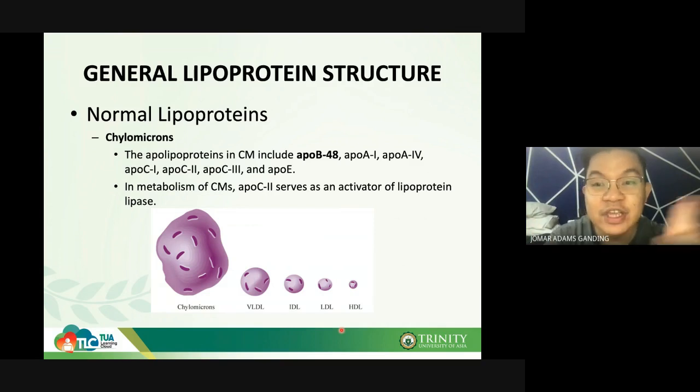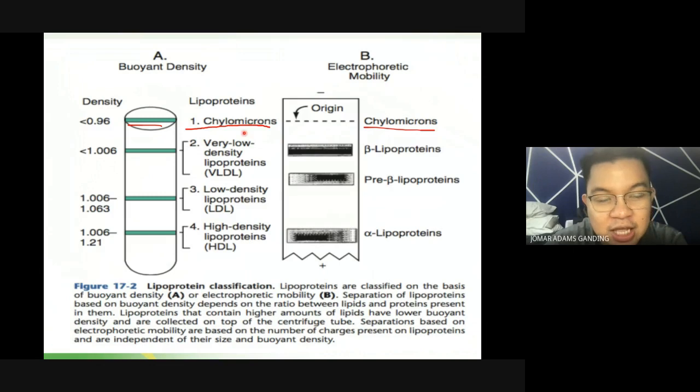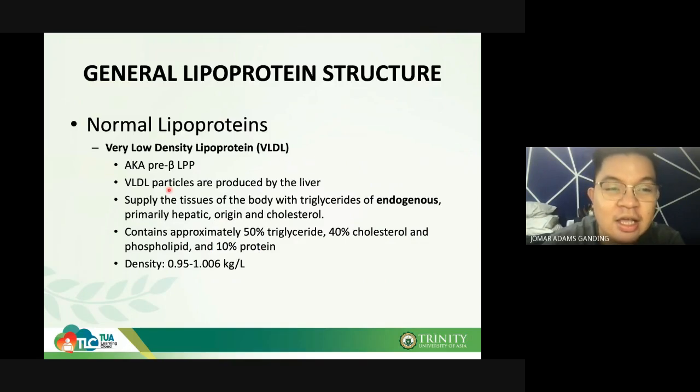Okay? Now let's go to your VLDL. Your VLDL, your very low density lipoprotein, is a name derived from ultracentrifugation. These names are derived from your ultracentrifugation. Your VLDL is also known as your pre-beta lipoprotein. So balikan natin. This is your VLDL, right after chylomicron. Now, bago pa kayo malito at bago pa kayo magpanic, your VLDL, again, is your pre-beta lipoprotein.